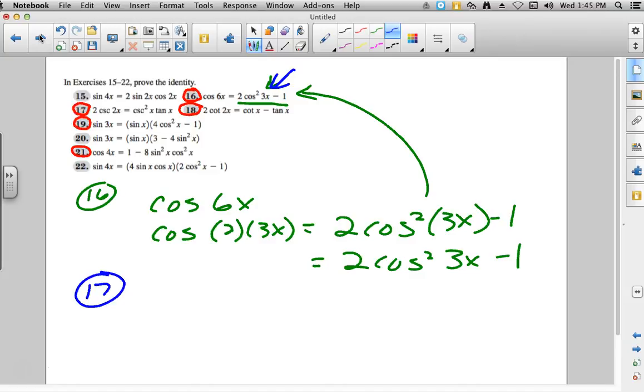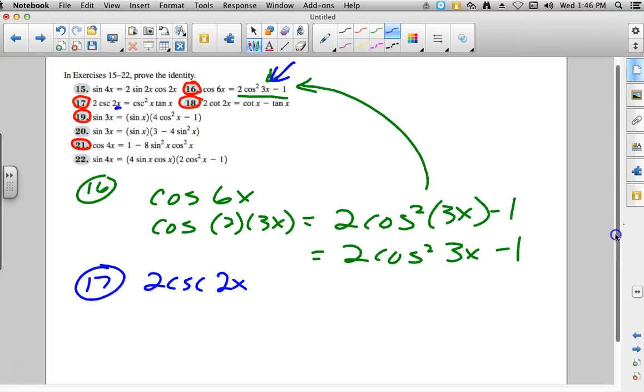Number 17, we have 2 cosecant of 2x equals the cosecant squared of x tangent of x. Now, we haven't done any with the secondary trig functions for these, so that makes me think that one of the first things I'd better do is write this using the primary trig functions. So I'm going to start with the 2 cosecant of 2x because that is a double angle and I have formulas for that. And I'm going to see if I can get to cosecant squared x tangent x by doing that.